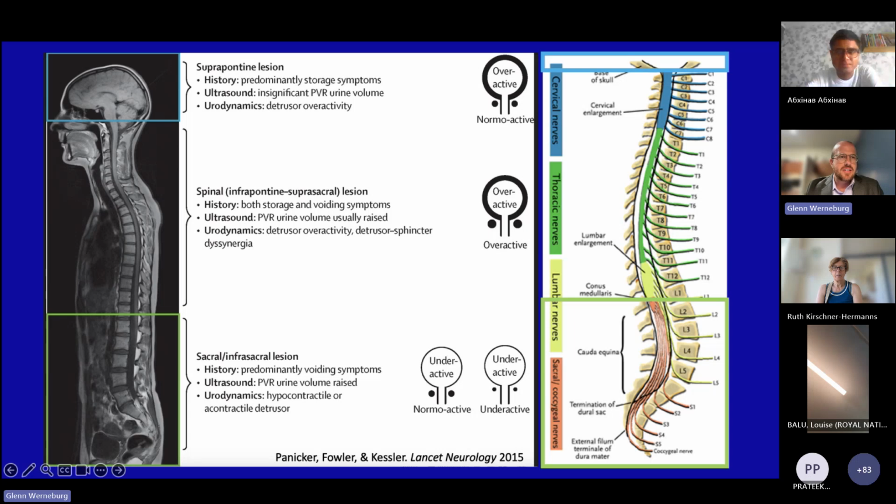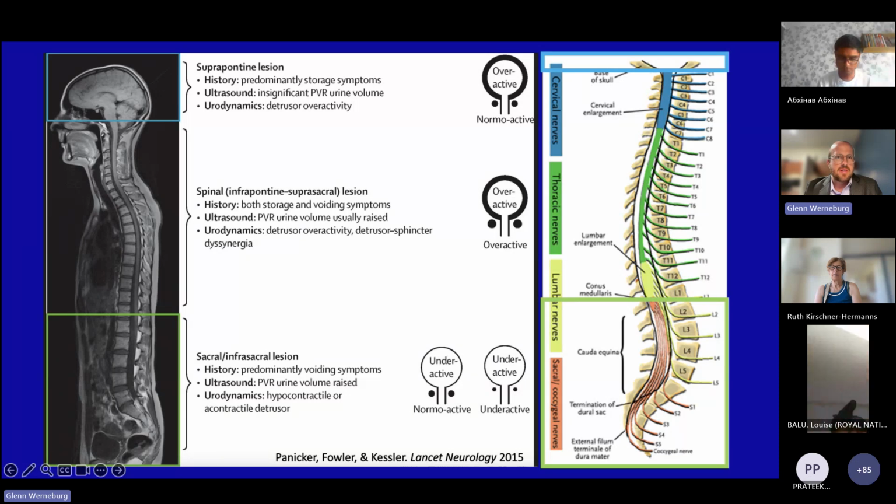So here's the suprapontine lesion shown in blue here. What's the patient history like for somebody who has a suprapontine lesion and urologic issues? They have predominantly storage symptoms, because this lesion leads to detrusor overactivity. In a patient without a neurologic problem, this would look a lot like overactive bladder. So it's not an emptying issue, it's a storage issue. You can see in the schematic on the right, overactivity of the bladder, normoactive sphincter. This is the typical scenario for this lesion.